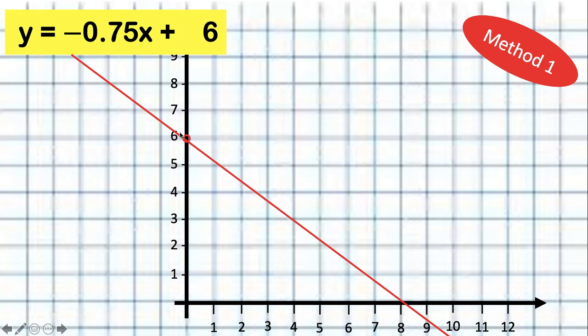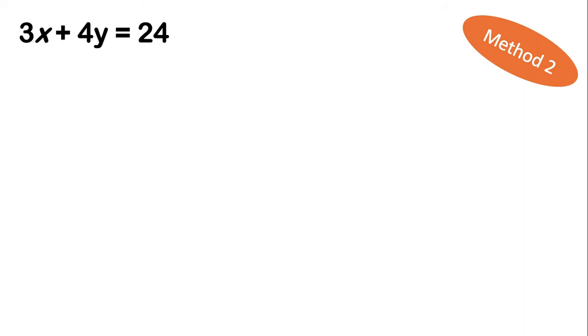So for every 1 across, minus 3/4 down. Or to make your life easier, you might as well say for every 4 across, 3 down, if for every 1 across it's going 3/4 down. But anyway, that's one way to do it, and I suggest that's not the best way to do it. So this is how I would do it.